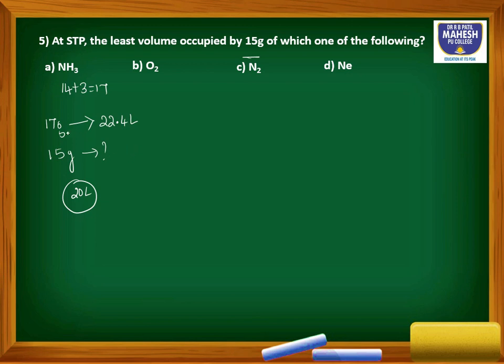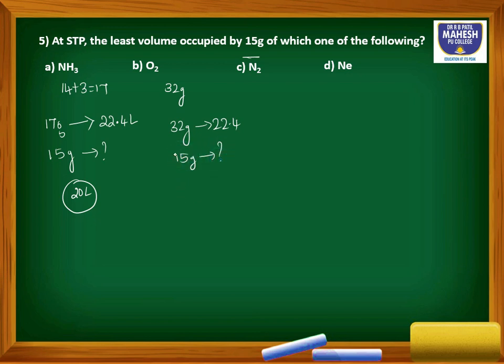Let us see how. So I took approximately 20 liters. Now second case, oxygen, 1 oxygen 16, 2 oxygen means 32 grams. So we know that 32 gram occupies 22.4 liters at STP, standard temperature and pressure. Then 15 grams, how much?